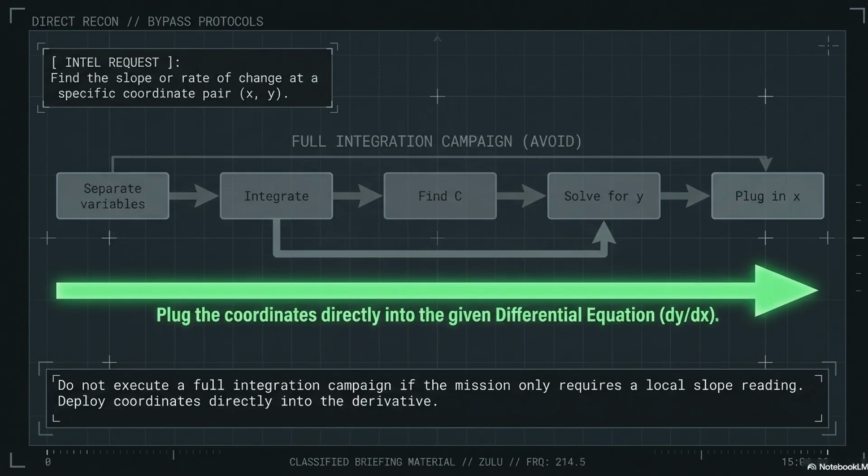Execute direct recon via bypass protocols. Differential equations give us direct information about the derivative. If a mission only requires you to find the slope or rate of change at a specific coordinate pair, do not execute a full integration campaign. Plug the coordinates directly into the given differential equation to extract your intel.